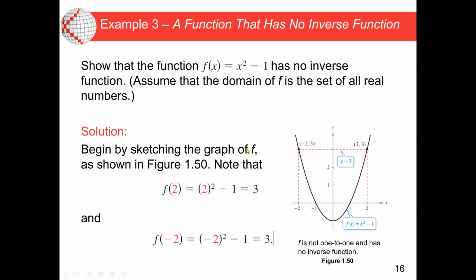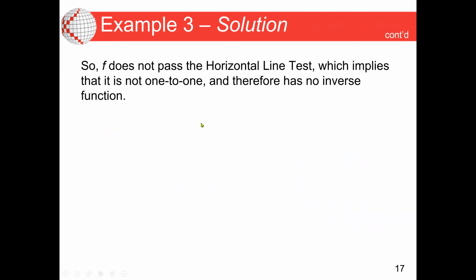First, begin by sketching the graph of f as shown. We plug in 2, we have 3. Plug in -2, we have 3 also. So which means we have some points here, and we can plug in a few more points. We get this form. For example, we can plug in 0. If I plug in 0, I'll get -1 and also +1. So here we say that if f does not pass the horizontal line test, it is not one-to-one, and therefore it has no inverse function.